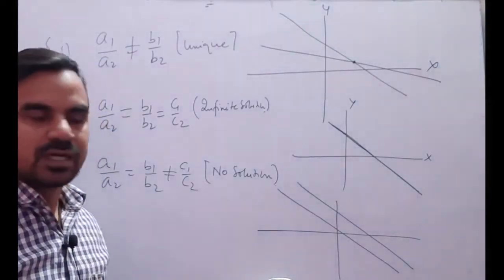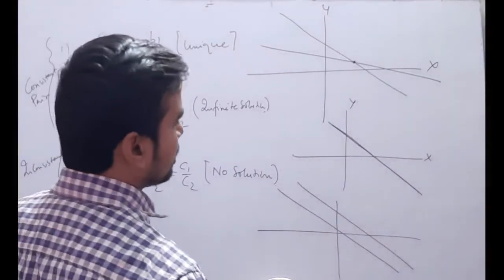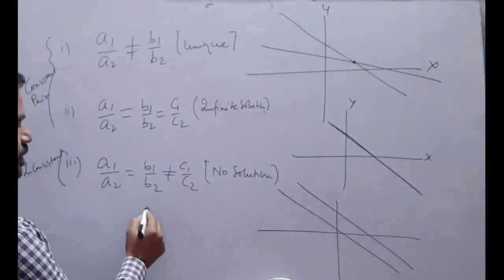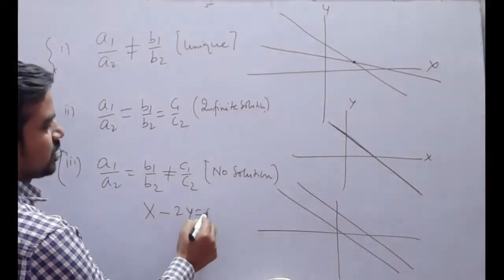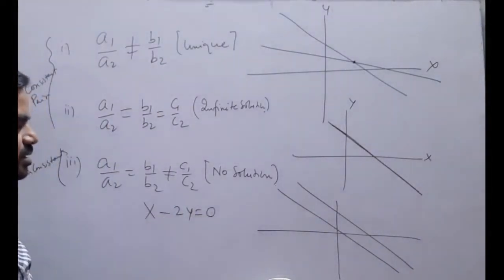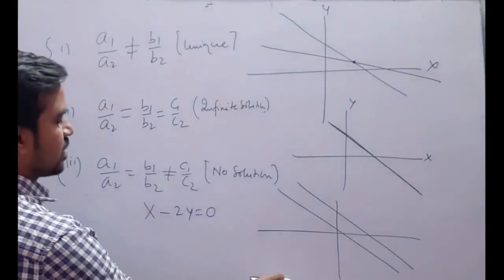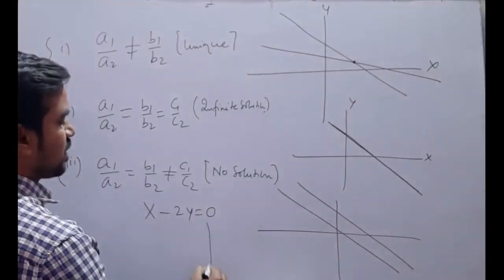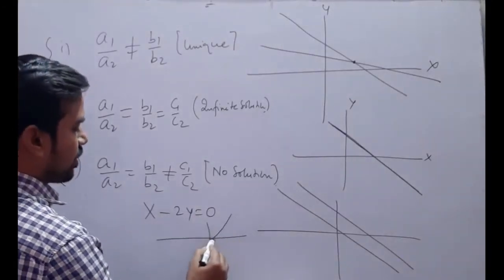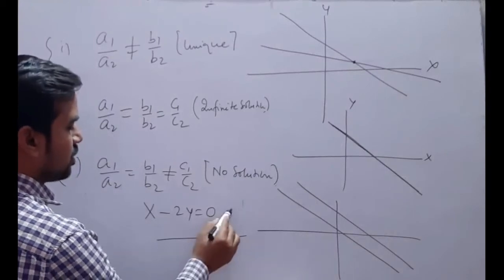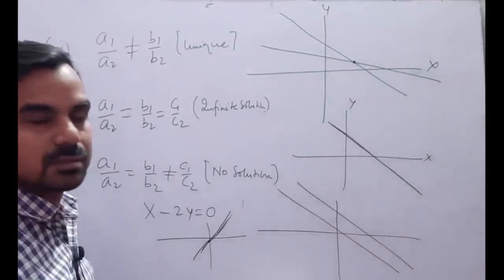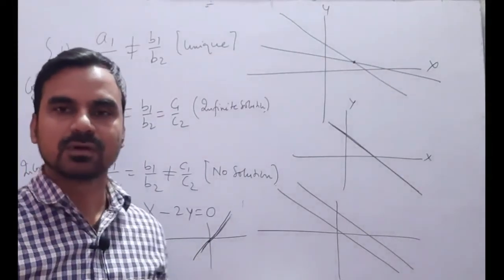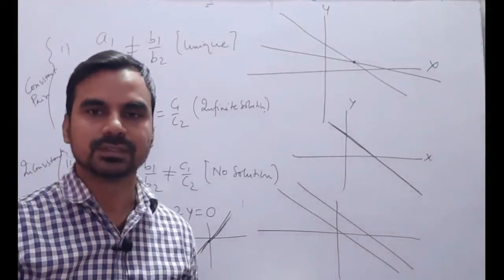And one more thing: if there is no constant term in the equation, let's say x minus 2y equals 0, as you can see there is no constant term, so the graph for this equation will always pass through the origin. If there is no constant term in the equation, the graph will always pass through the origin.